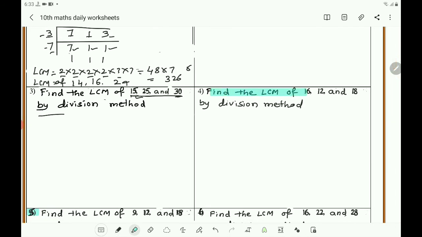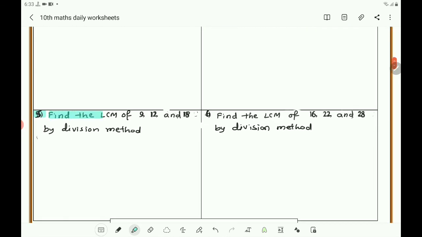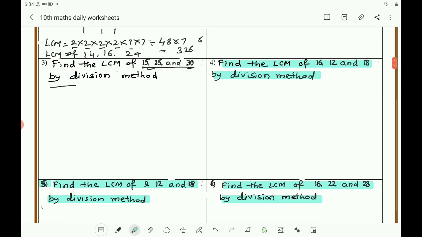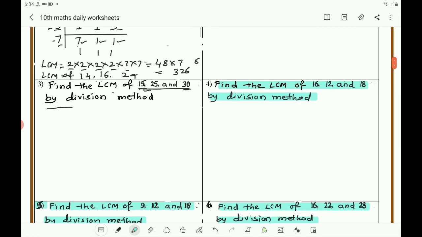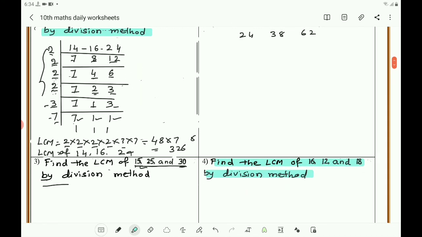Here also, find the LCM of 16, 12 and 18 by division method. Then the fifth one: find the LCM of 9, 12 and 18 by division method. Find the LCM of 16, 22, 28 by division method. You know that this LCM is necessary when we have to add fractions. In that case, the denominators are different, and we have to find the LCM of the denominators. Therefore, children, practice the division method of finding the LCM.